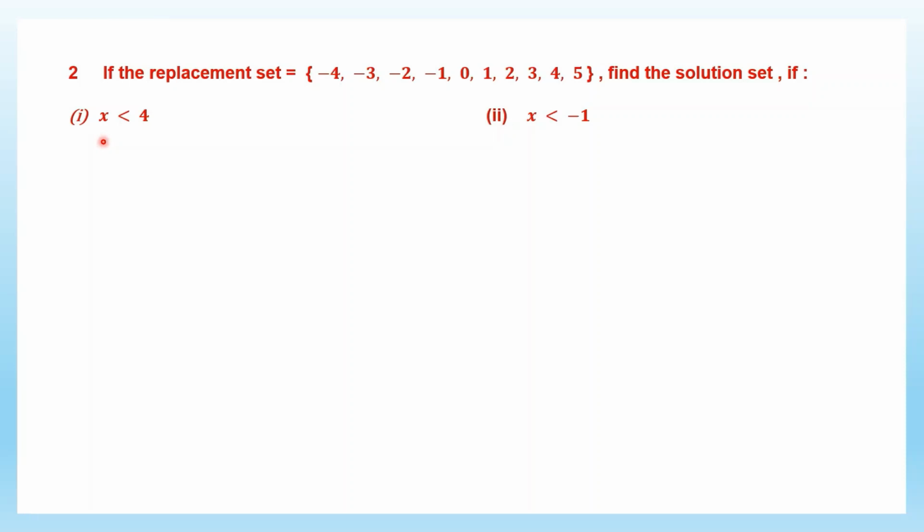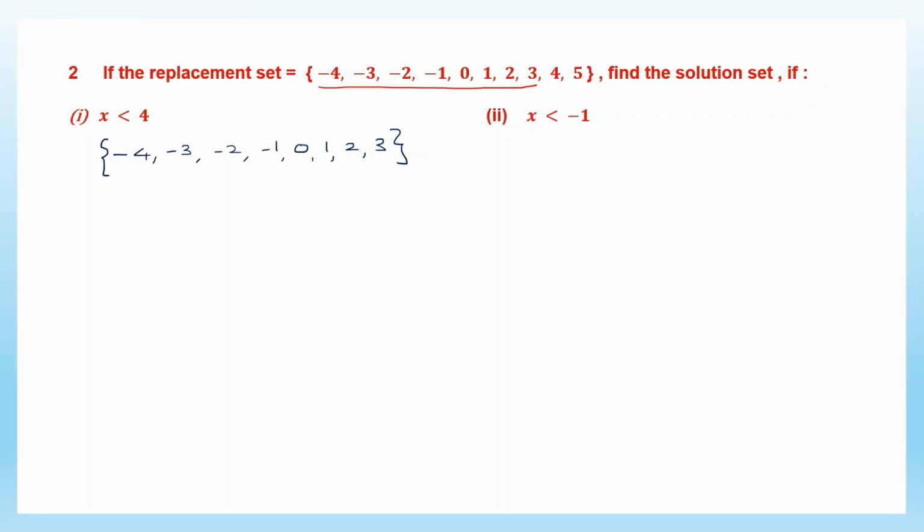So let's work out the first one. First one is x is less than 4. So look out for 4 here, 4 is here. So all the digits to the left of 4 are less than 4. So that will form our solution set. So as you can see, all these that are less than 4 will form the solution set for question 1. Now since it's a set, we're going to put it within brackets and we're going to write all these digits. So let's write minus 4, minus 3, minus 2, minus 1, 0, 1, 2 and 3. So this is the solution set. And where did we get it from? We got it from the replacement set.